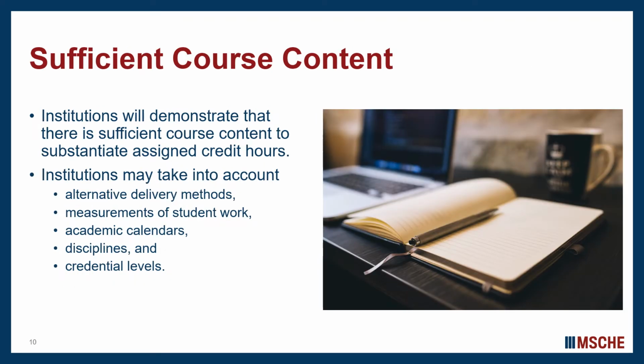It is important that institutions show sufficiency of course content to substantiate designated credit hours. Again, note that the institution must consider alternative delivery methods, measurement of student work, academic calendars, disciplines, and credential levels.